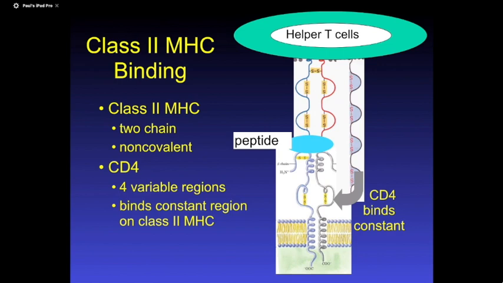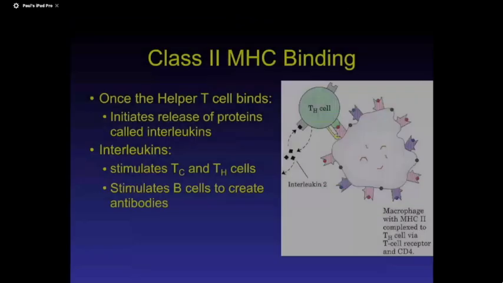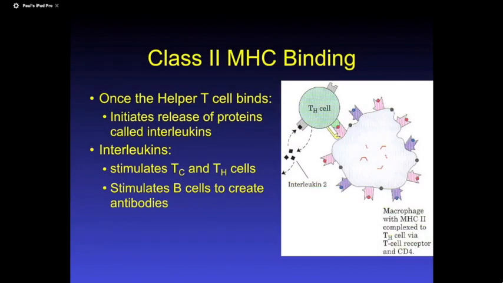Now the effect for the helper T cell is to produce more antibodies. Against what? Against whatever that B cell produced in that antibody. And it does that by sending interleukins out.